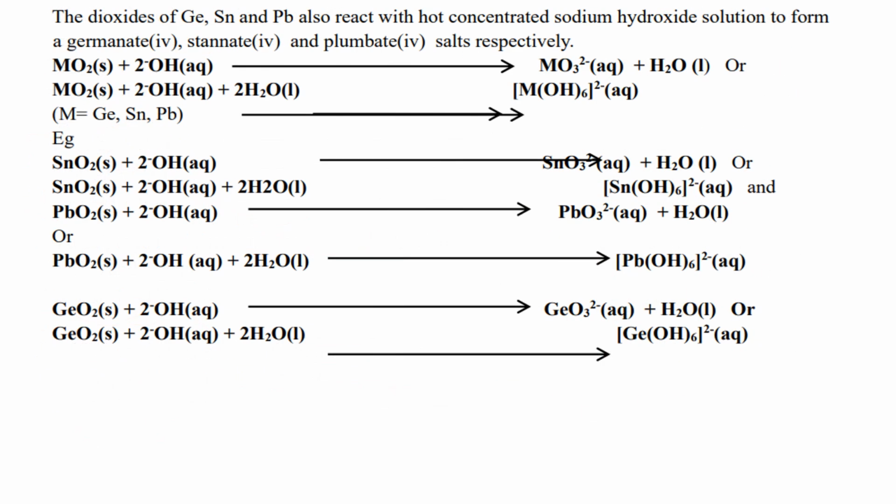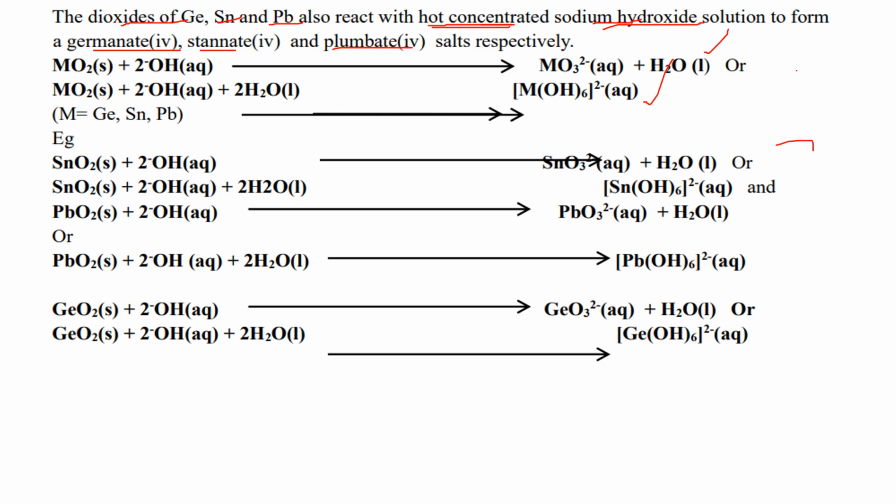Now looking at further reactions, we are going to be looking at the dioxides of germanium, tin, and lead reacting with hot concentrated sodium hydroxide solution. I say that these elements react with only concentrated reagents. Once they react with a hydroxide which is concentrated, we always form complex ions. For monoxides, we form a germanate, but for these dioxides, we form a germanate 4, a stannate 4, and a plumbate 4, which can be represented either by this formula or by this formula.